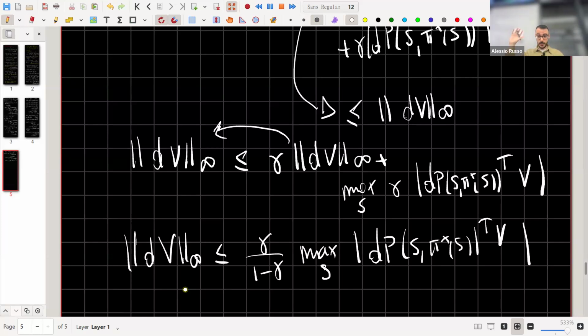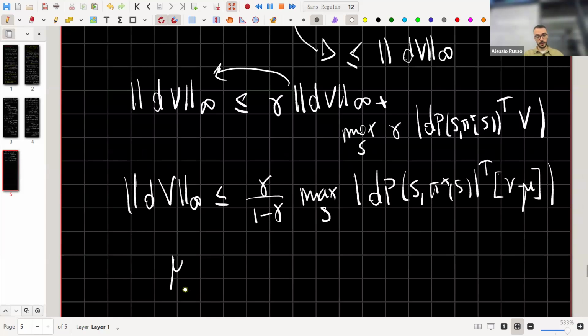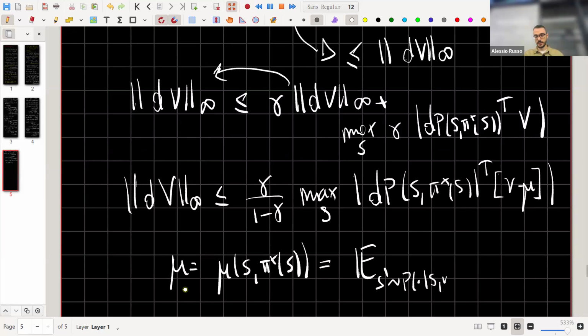And here we can apply the same trick as before. We can subtract a constant, and the constant we are going to choose in this case is simply this one. So it's the same definition as before: expected value of S prime when sampled from PS pi star of S of the value in M of pi star in this state S prime.